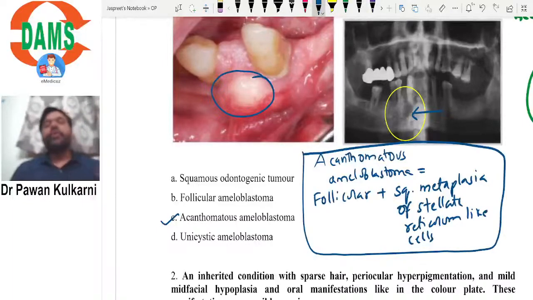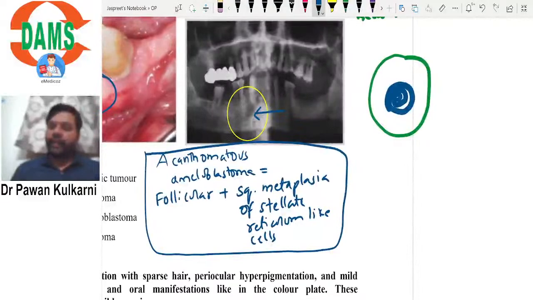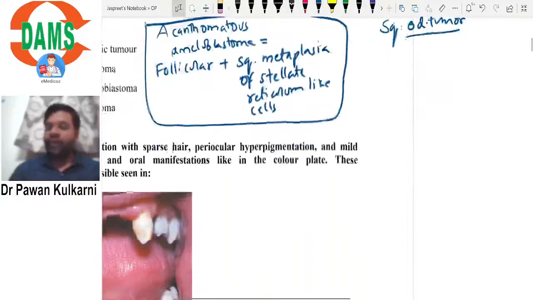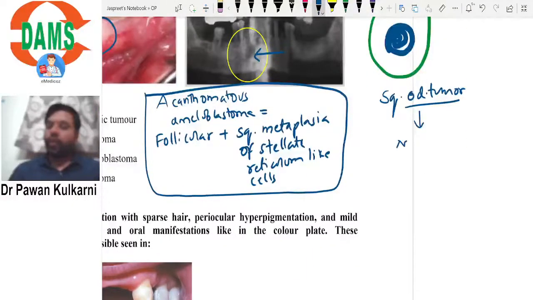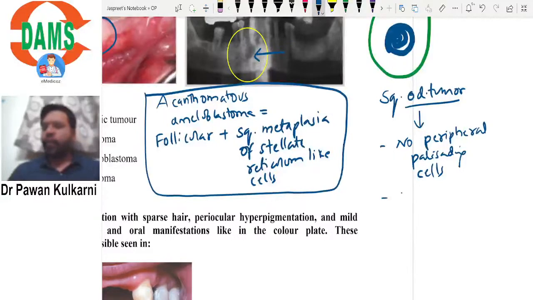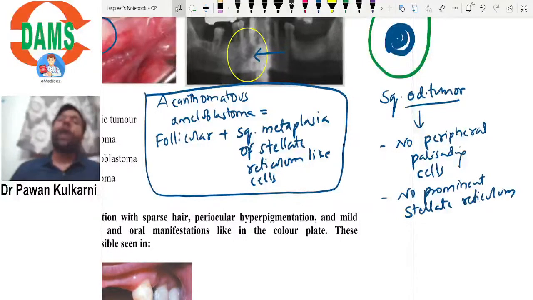Squamous odontogenic tumor basically will not have those peripheral cells. It will have no peripheral palisading cells, and there won't be any prominent stellate reticulum like cells. So these two features will not be seen in squamous odontogenic tumor. In that way, we can rule out squamous odontogenic tumor.